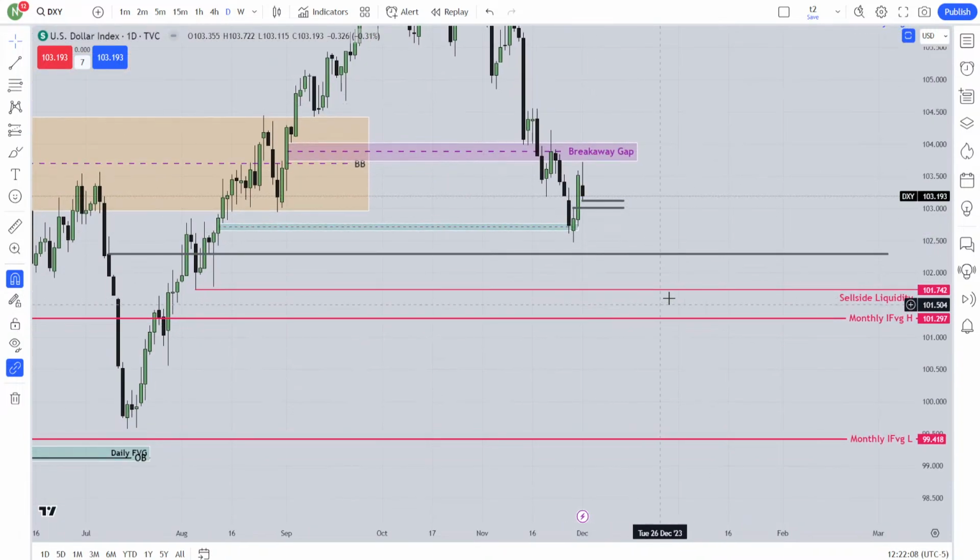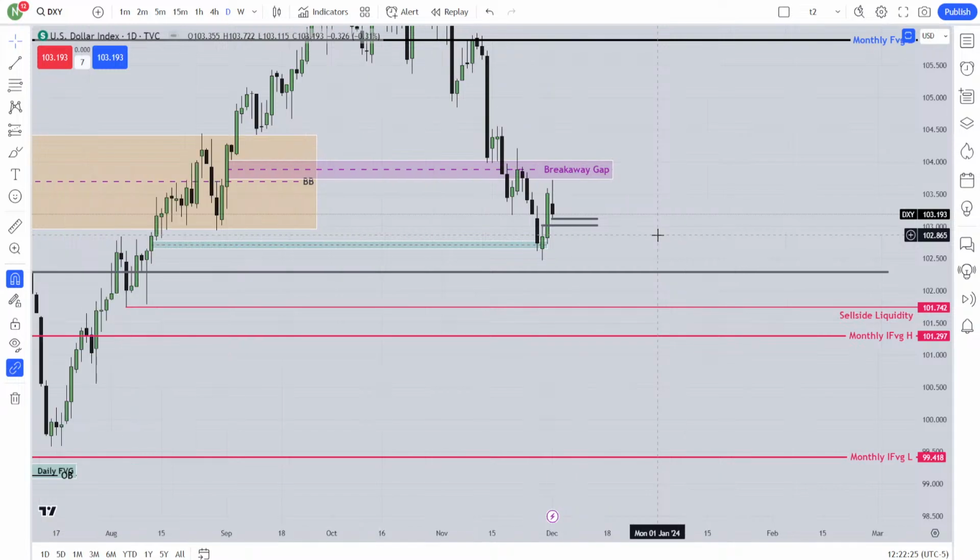If it fails, I will go for that sell side liquidity. Now, when will I be very sure that market is going to take that sell side liquidity? After tomorrow's opening, because Sunday opening is very important. It has a great role to play in the price action.